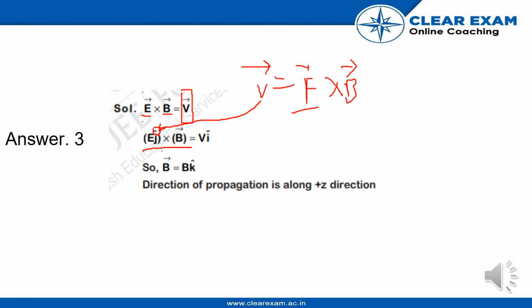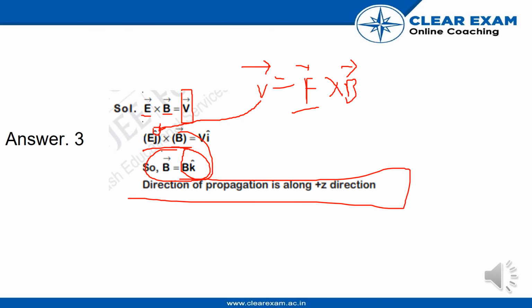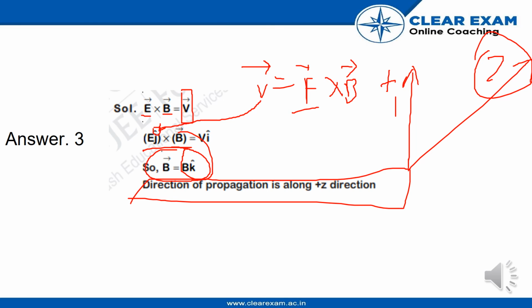So from this we can state that the B direction is equal to B cross a k. k is a constant. So the direction of propagation is along the z-axis. The first direction of the wave was the y-axis, and the other direction goes through the z-axis. So here we can say that the direction is along the z-axis.